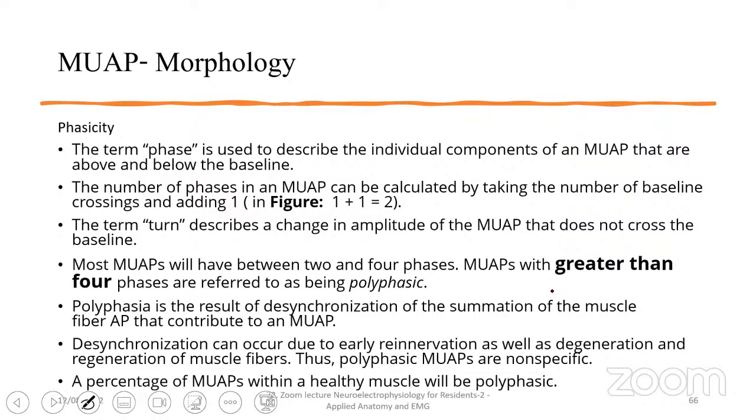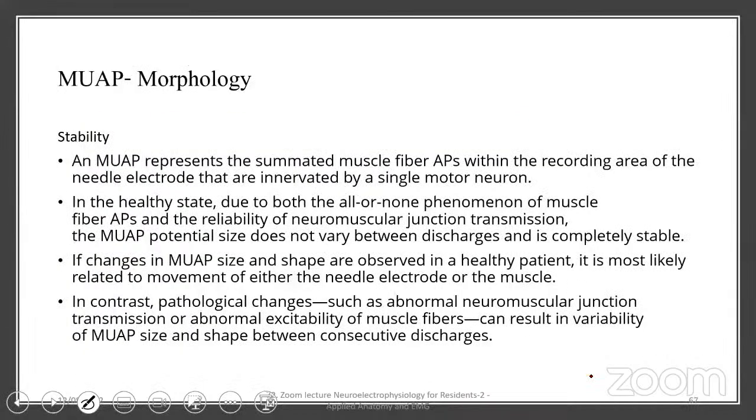Desynchronization can occur due to early reinnervation as well as degeneration and regeneration of muscle fibers. The polyphasic MUPs are non-specific. A percentage of MUPs within a healthy muscle will be polyphasic, almost 20%. So what is stability of MUAP?